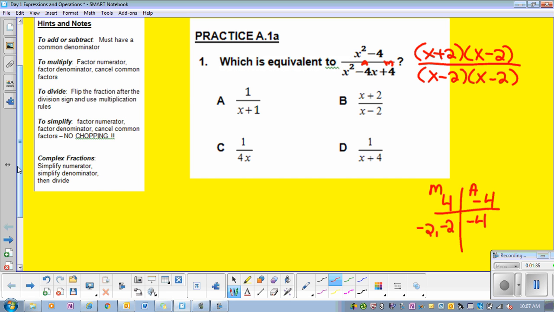So after you factor everything, you just find whatever's the same on the top and the same on the bottom and just cross them out. You don't have to kill them, just cross them out. Okay? X minus 2 and this x minus 2, just cross those out. What's left over? X plus 2 and x minus 2 and the division sign in between. So it's B. Yeah? Any questions about this? Okay.